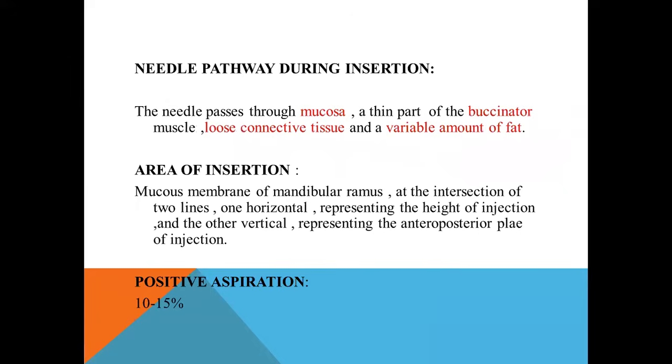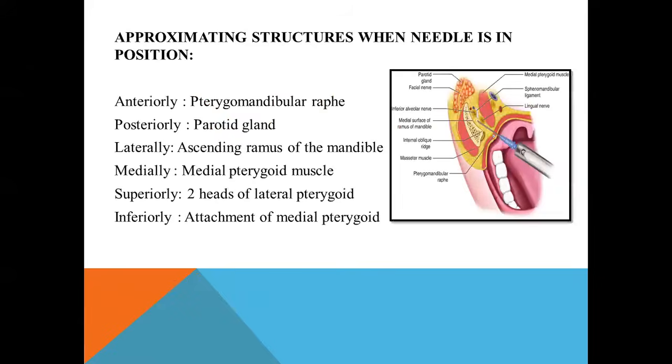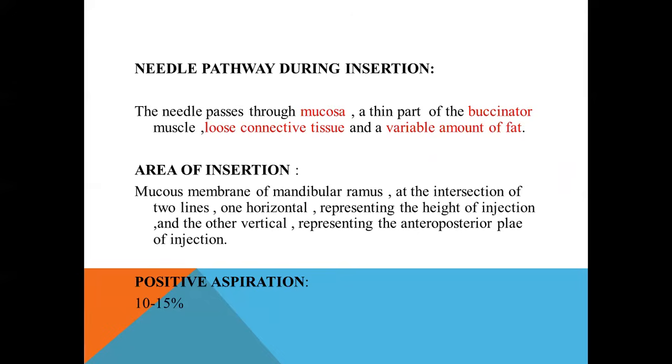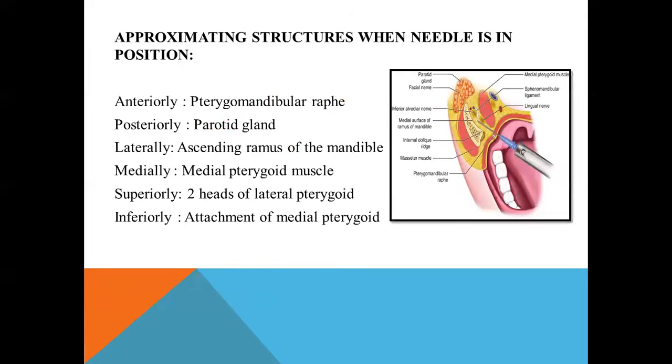Coming to the needle pathway during insertion, the needle passes through the mucosa, thin part of the buccinator muscle, loose connective tissue, and a variable amount of fat. Area of insertion includes the mucous membrane of the mandibular ramus at the intersection of two lines, one horizontal representing the height of the injection, another vertical representing the anterior posterior plane of the injection. Sorry for the mistake, it's a plane. Positive aspiration is 10 to 15 percent.